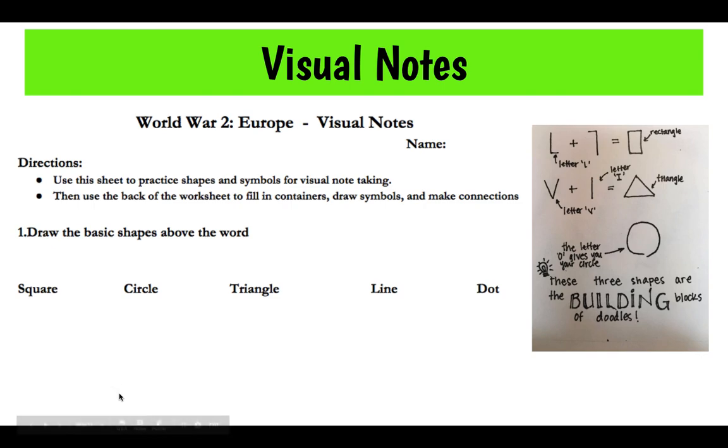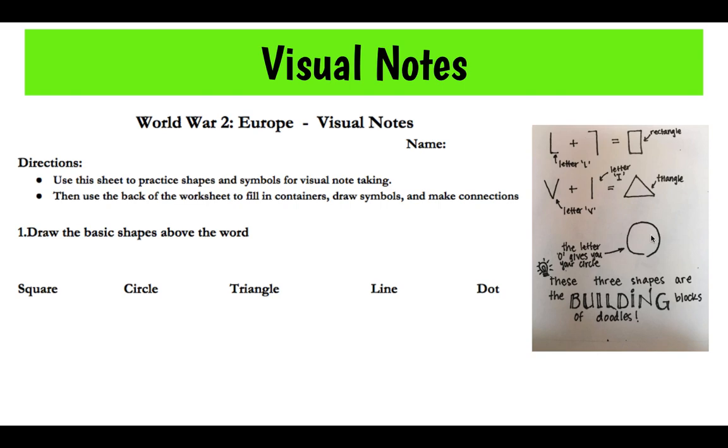Okay, so we're going to talk about an example. It says World War II Europe, visual notes, and draw the basic shapes above the word. So a square, and you can see a square being built here, and then this would be a rectangle. They're used a lot for basic shapes, and then things are added on to squares. So you're going to see a lot of squares in the work.